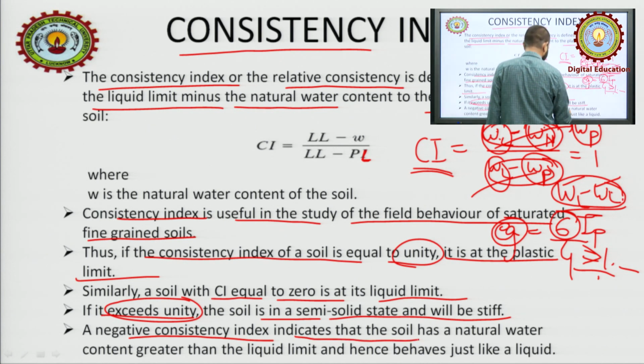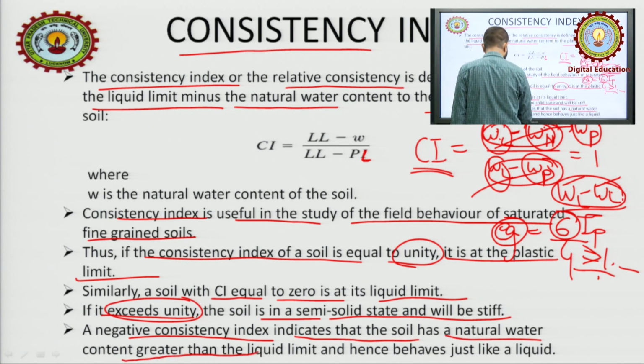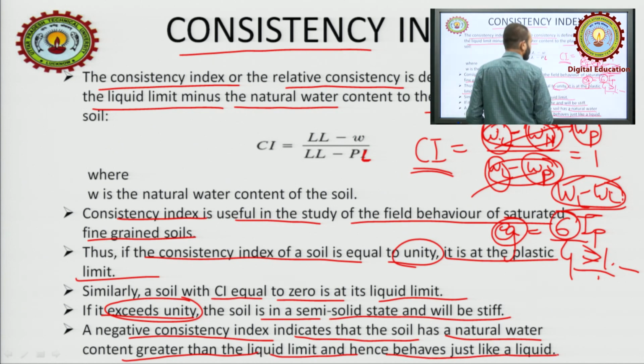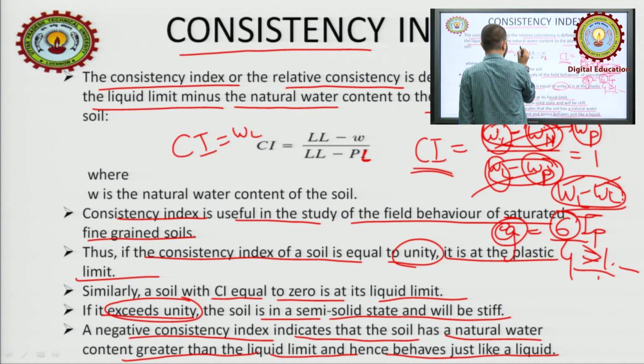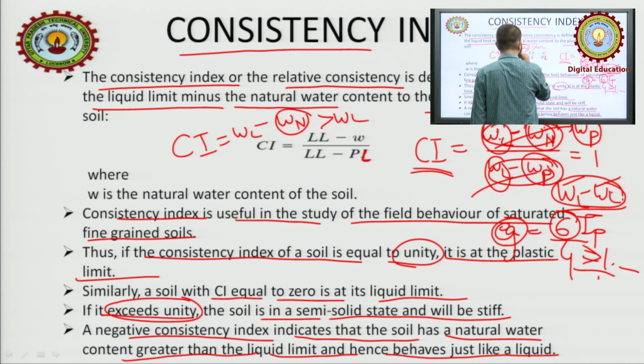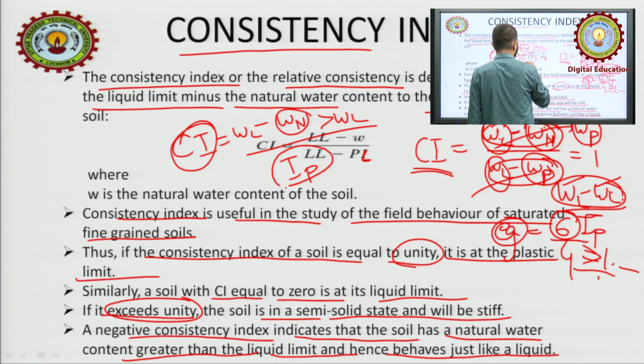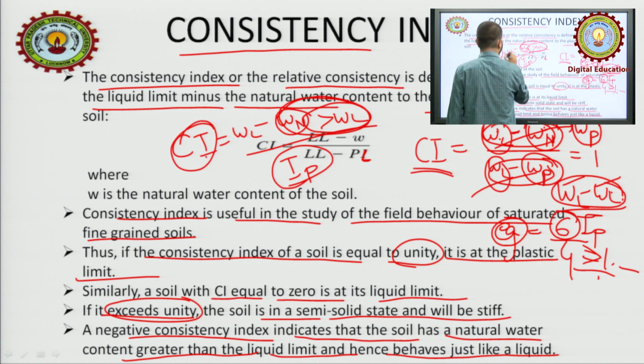Negative consistency index indicates that the soil has a natural water content greater than the liquid limit and hence behaves just like a liquid. What does negative mean? Negative means the Ci will be liquid limit minus something here, which is Wn. This is greater than Wl. So, only in that condition can it be negative, because Ip is a different parameter. We can only vary this part. So, to make it negative, this must be greater than Wl, which means again the soil is in the liquid condition.